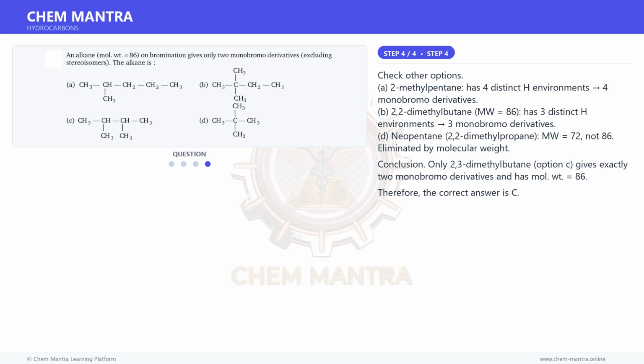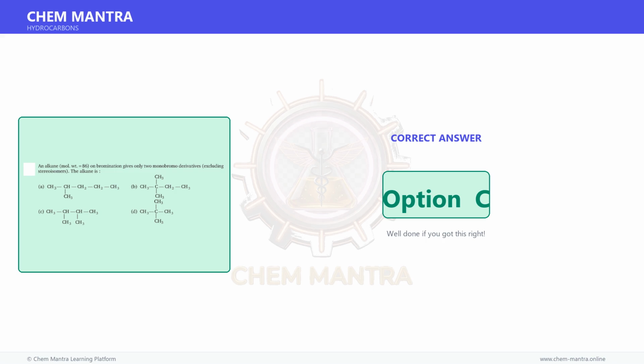Conclusion. Only 2,3-dimethylbutane, option C, gives exactly 2 monobromo derivatives and has mol. wt. equal to 86. Therefore, the correct answer is C. Therefore, the correct answer is option C.